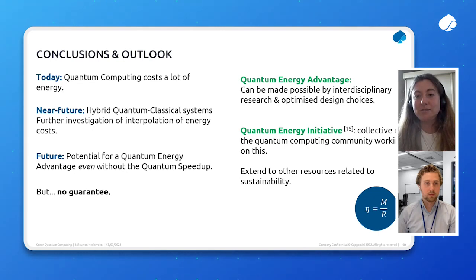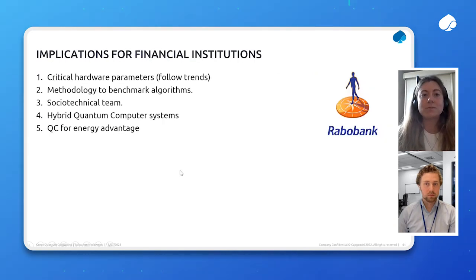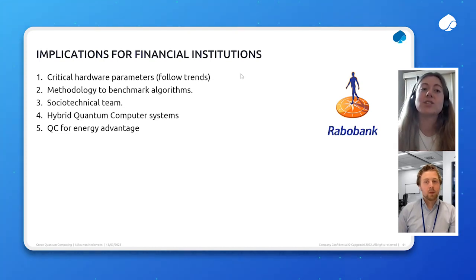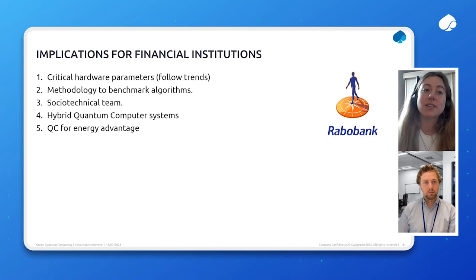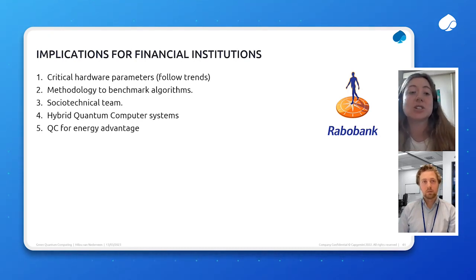Then finally, some implications that this has for financial institutions. This is based on some discussions we've had with Rabobank and our own research. It's important for financial institutions to identify critical hardware parameters to make this energy advantage possible and follow the trends, as well as invest in the critical ones. At the same time, what we saw is really important is to have some general methodology to benchmark both classical and quantum algorithms to make it easier to compare them, specifically based on energy consumption.